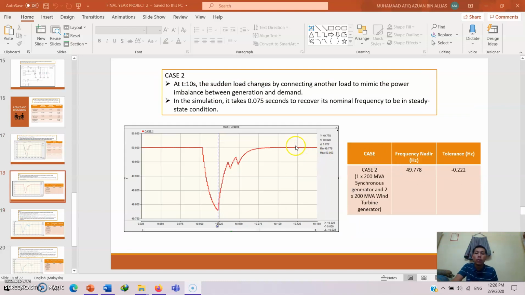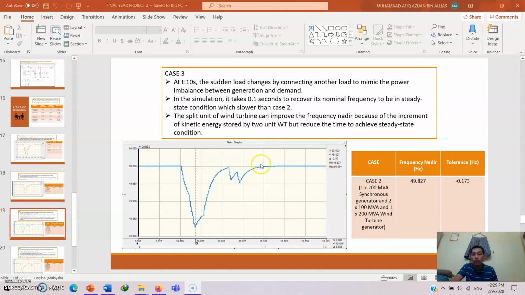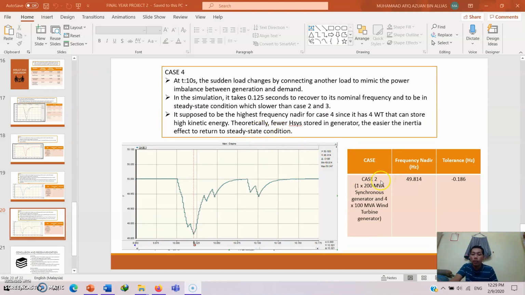For case number 2, we put the disturbance at the 10 second mark, and we observe the frequency nadir and the tolerance. It is stated that 0.07 seconds are taken to recover the initial response to the steady state condition, and the frequency is 49.8778. Okay, case number 3, the disturbance is the same as before, and the frequency is 49.827, which is better than case number 2.